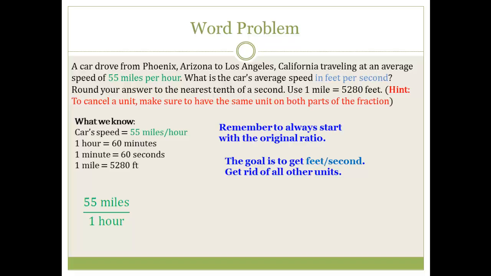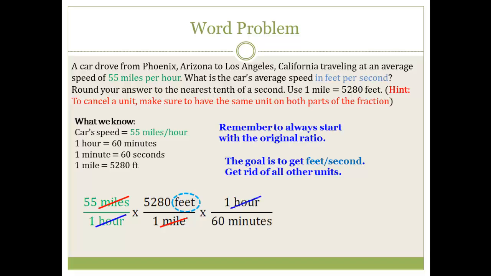First, we have to convert the miles to feet, but we want the miles to cancel out, so we place it on the opposite side of the fraction. That way, we are left with feet in the numerator. Next, we need to convert the hours into minutes, so that the hours cancel out and we are left with minutes. Finally, we need to convert the minutes into seconds. The minutes cancel out and we are left with seconds.